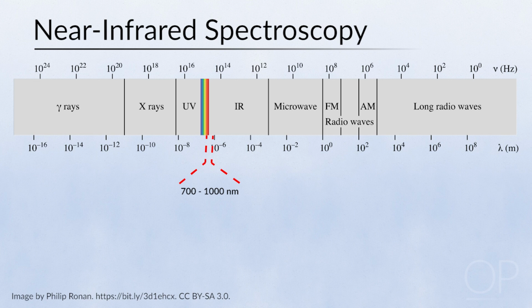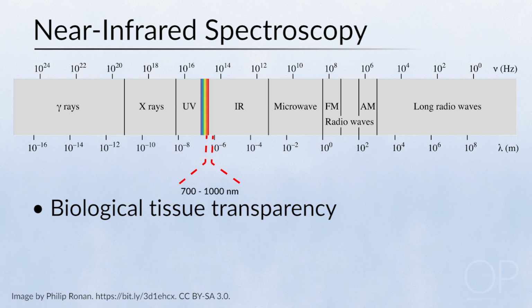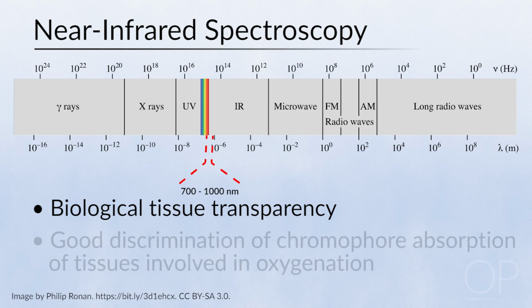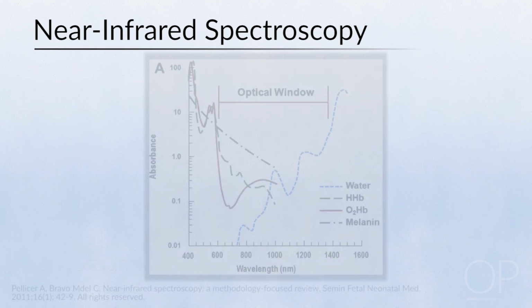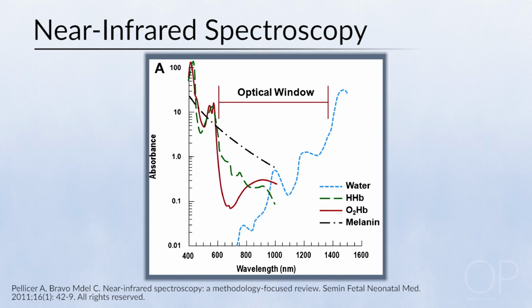Near-infrared light is used for 2 reasons. Firstly, biologic tissues are relatively transparent to near-infrared light, and secondly, the absorption spectra of the chromophores involved in tissue oxygenation are more easily distinguished in the near-infrared range. So looking at the figure where absorbance is plotted against wavelength, in the near-infrared wavelengths between about 700 and 1000, you see that the red curve representing oxyhemoglobin and the green curve representing deoxyhemoglobin are quite distinct, whereas in the visible portion of the spectrum, there's a lot of overlap.